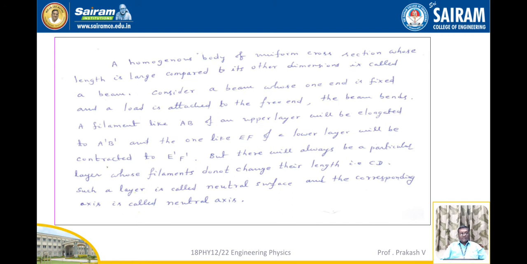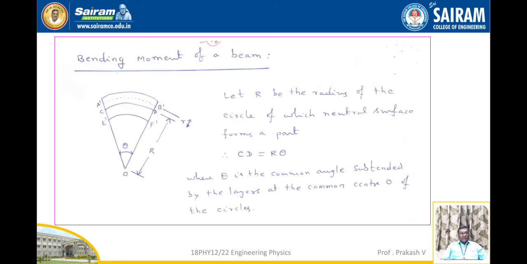Such a layer is called the neutral surface, and the corresponding axis is considered as the neutral axis. So here the layer CD is treated as the neutral axis or neutral layer that will not undergo any deformation because of applying load. In the next slide I am going to explain the expression for bending moment of a beam. So here is a picture.